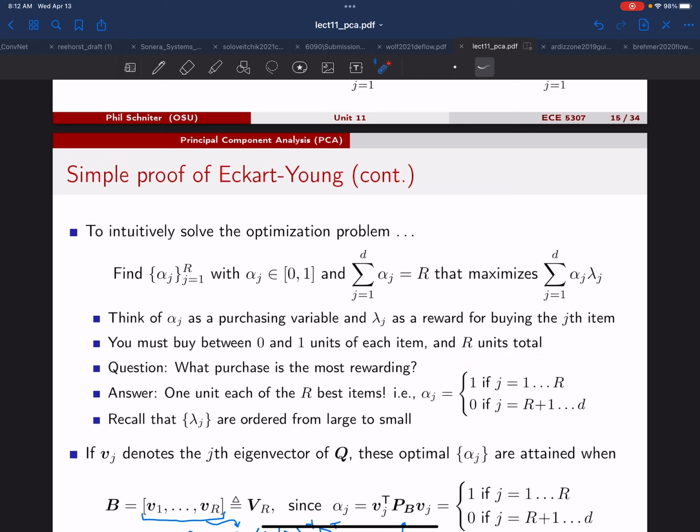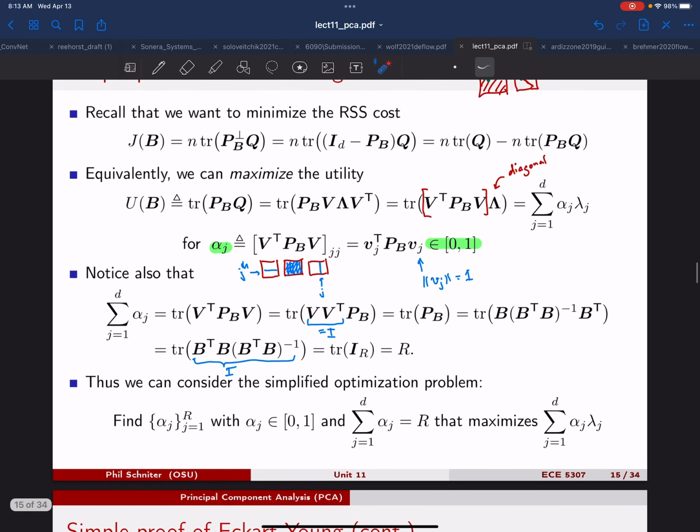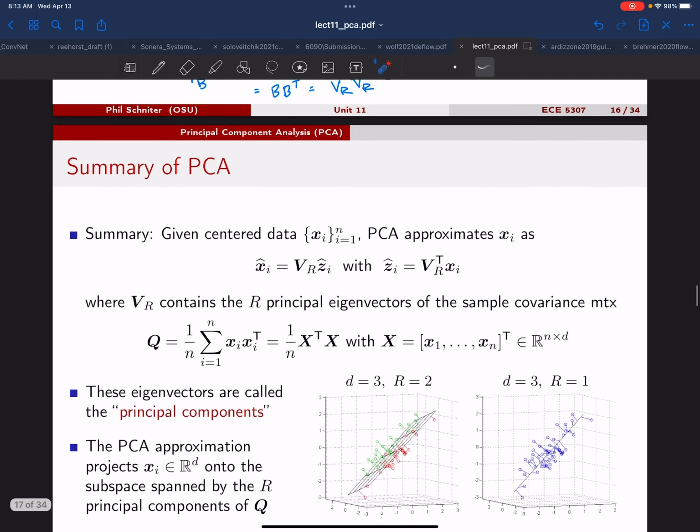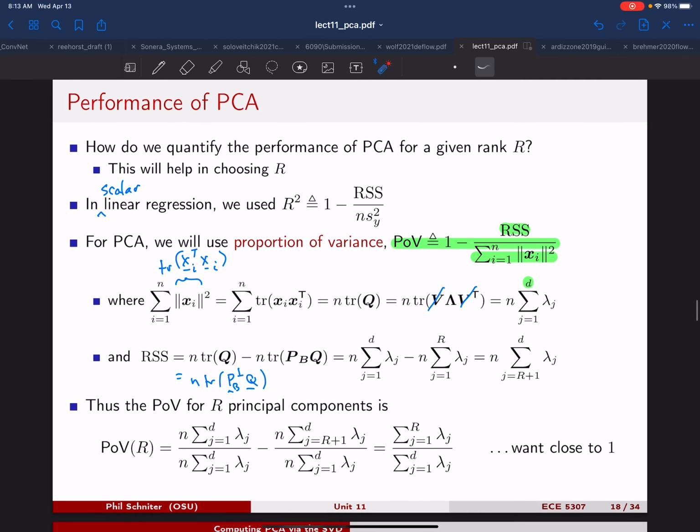We chose alpha equals 1 for the first R alphas and then 0 for the rest. So essentially, that's the solution that PCA uses. If you plug that in to here, you just get a sum from 1 to R of the lambda j's. And that is what we have over here.